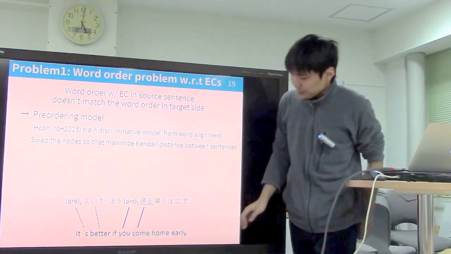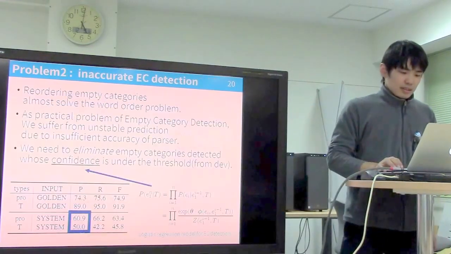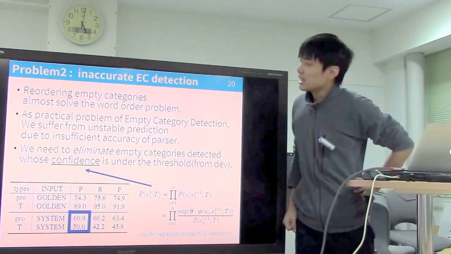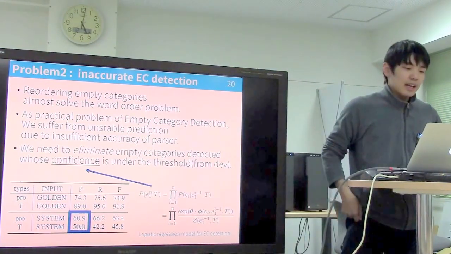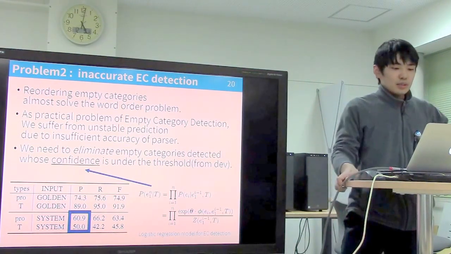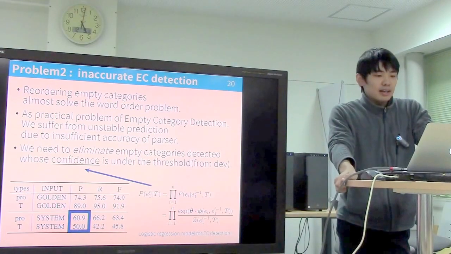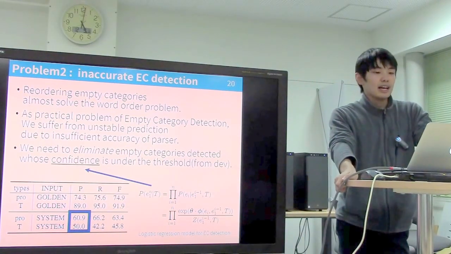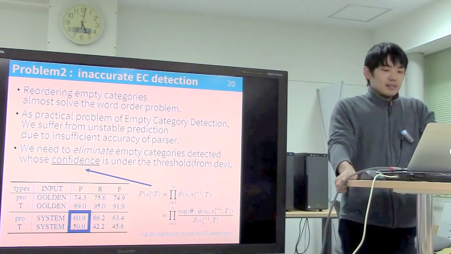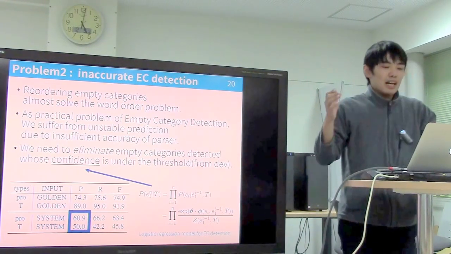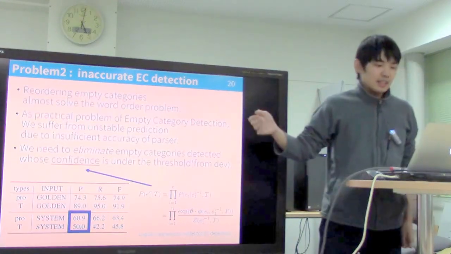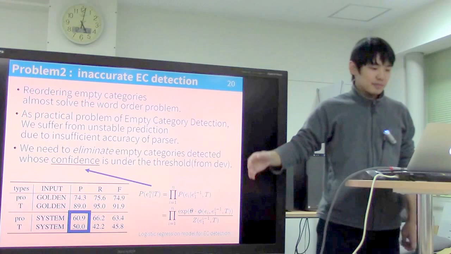Next, we explain the second problem: inaccurate empty category detection on source language sentences. This is a practical and frequent problem of pipeline systems in NLP. The error of the former process propagates to the latter processes in the pipeline systems.